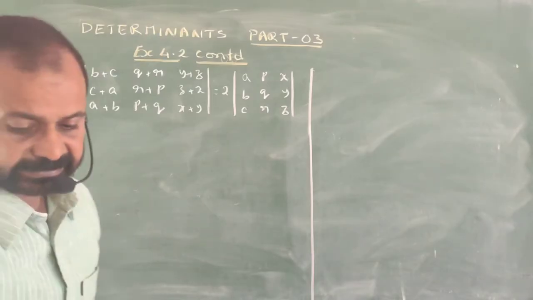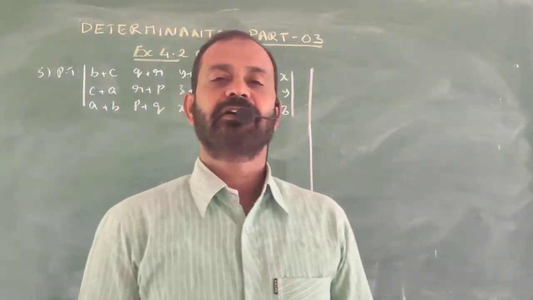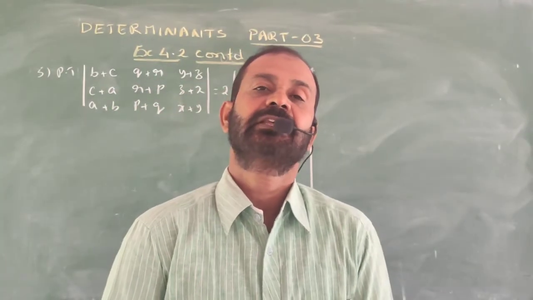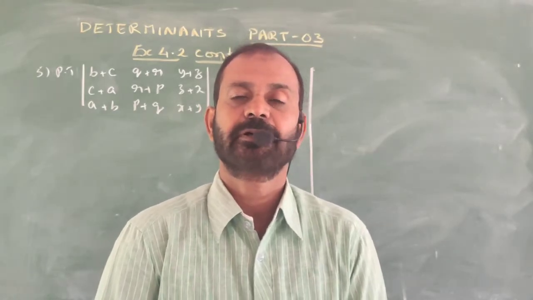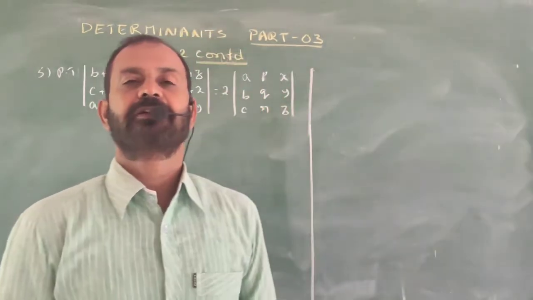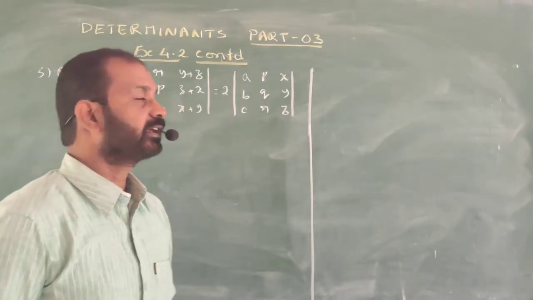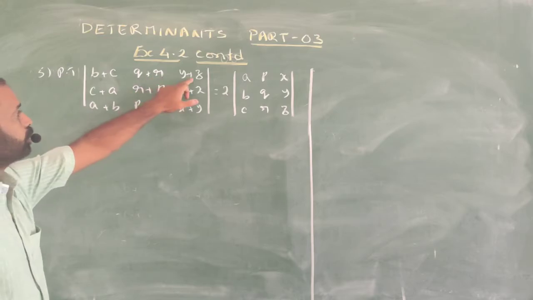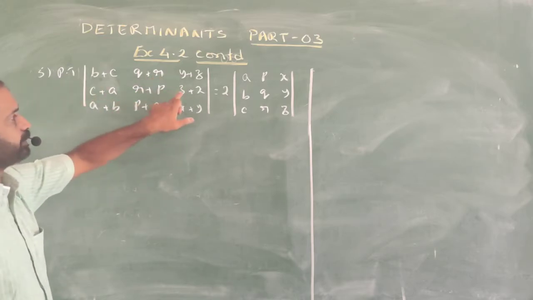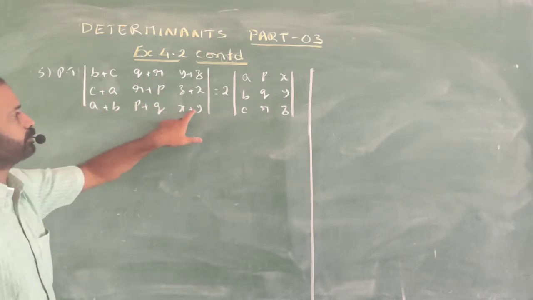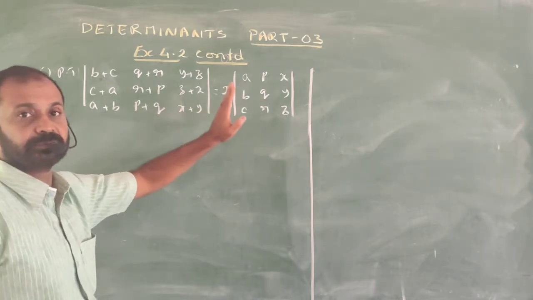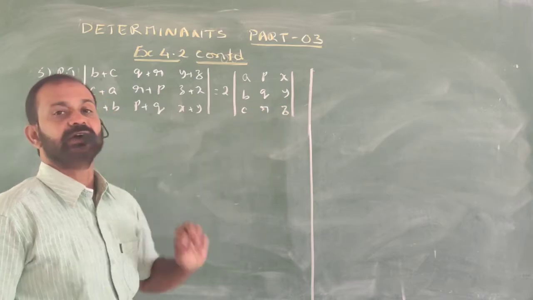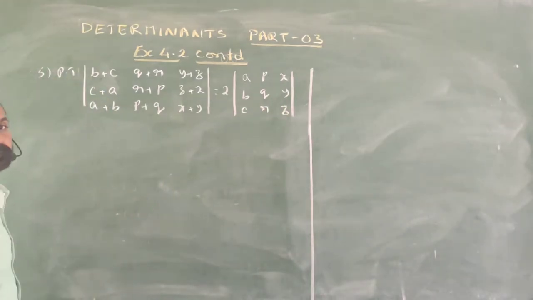Hello students, in last class we have seen the properties of determinants and the exercise 4.2 problems up to the 4th one. Now let me come to the 5th problem, that is, show that the determinant b plus c, q plus r, y plus z, c plus a, r plus b, z plus x, a plus b, p plus q, x plus y is equal to twice of the determinant a, p, x, b, q, y, c, r, z. Now, how do we proceed with this?